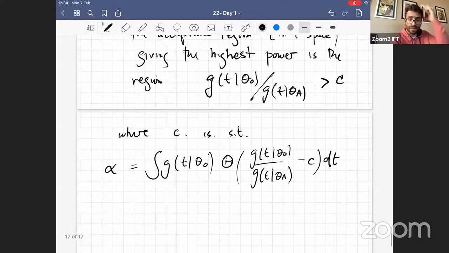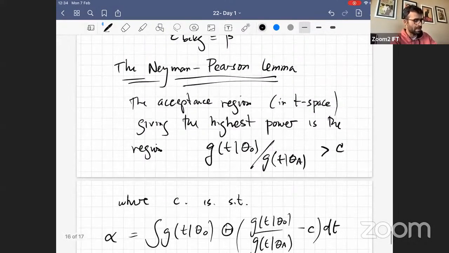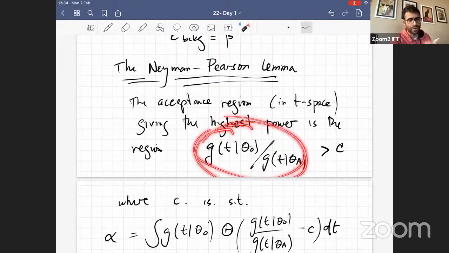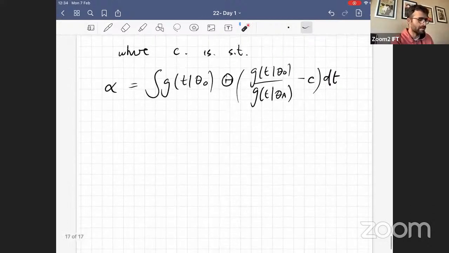So you define the significance of your test, and then once you fix this, you can find a value of C such that when this ratio here is larger than C, you ensure, and this is the lemma, you ensure that the test is the one giving the highest possible power, okay?